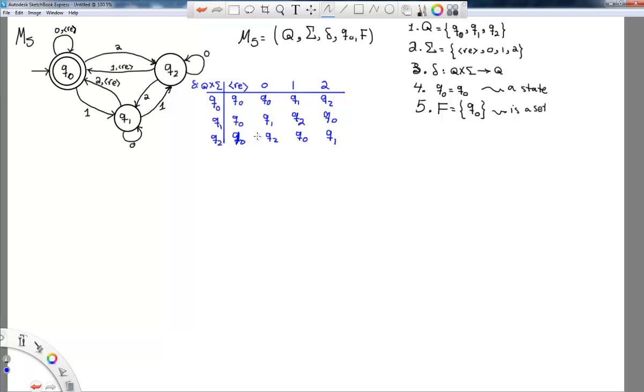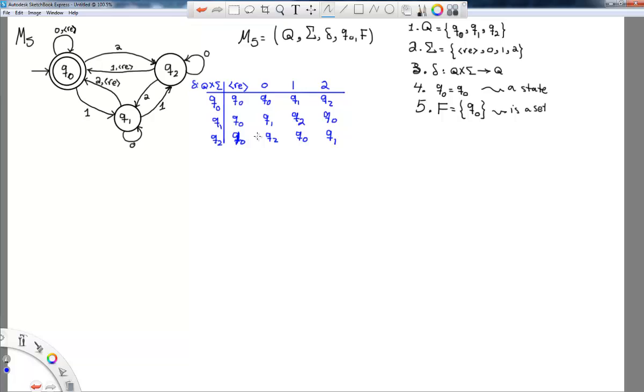Now I'll give you 5 seconds to tell me what string this language is accepting. Or, is this finite automaton accepting? Or in other words, what's the language of this finite automaton? So the 5 seconds starts now. 1, 2, 3, 4, 5.